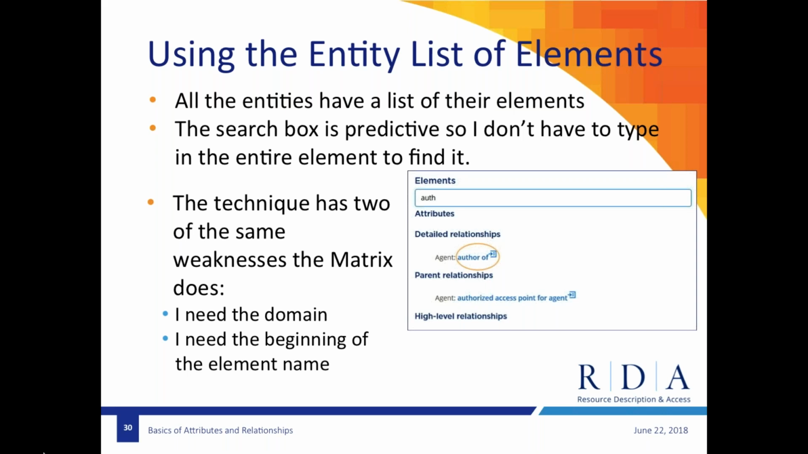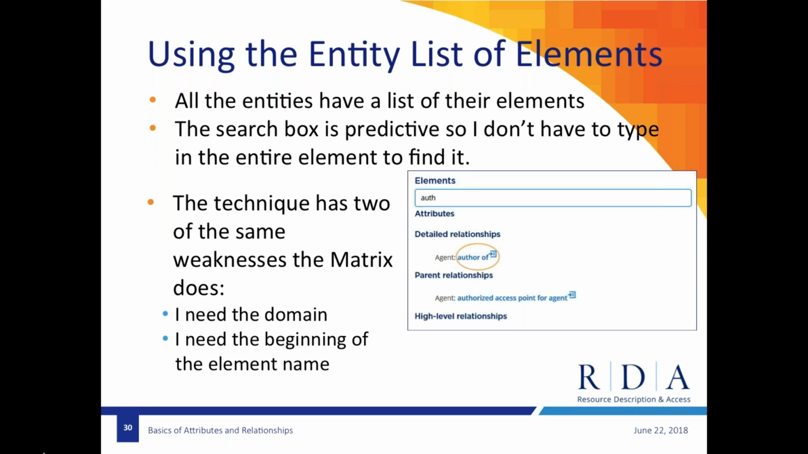Another way is to use the entity list of elements. So if I had gone to the agent entity page, at the bottom there's a list of elements. And this is another thing that's changed a little bit since when we looked at the toolkit when I did these slides. It doesn't have agent : author of. It just says author of because you know it's agent because it's the agent entity page. That's a cosmetic difference. Doesn't affect how we would search.